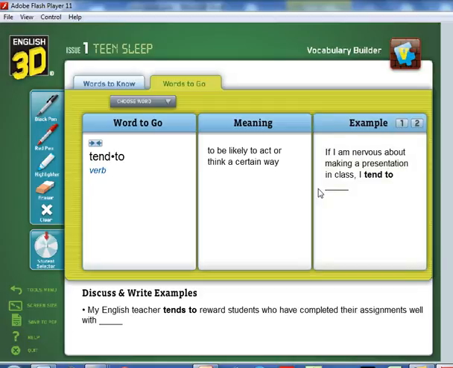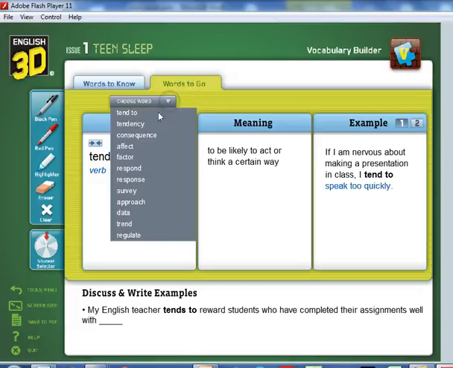If I am nervous about making a presentation in class, I tend to speak too quickly, or I tend to. Think about if you're nervous, what do you tend to do? How are you likely to act? Okay, tend to, or tend to avoid eye contact. Maybe look down, look up in the corner. Everyone say tend to. Tend to.